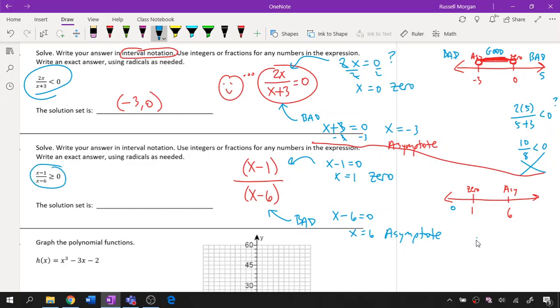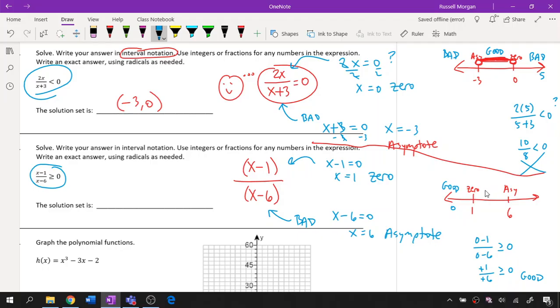So let me plug it in and go 0 minus 1 over 0 minus 6. Is that greater than or equal to 0? 0 minus 1 is -1. 0 minus 6 is -6. Is that greater than or equal to 0? Well, -1 over -6 becomes positive 1/6. And that is indeed greater than 0. So this is good. I just found a good side.